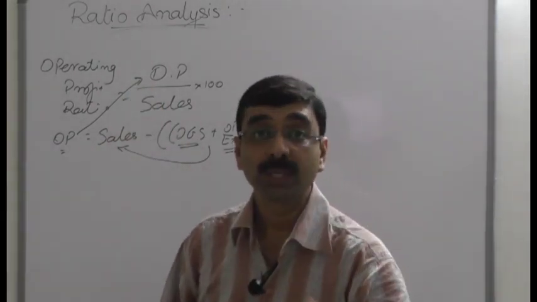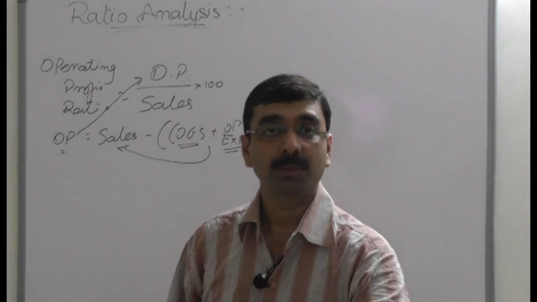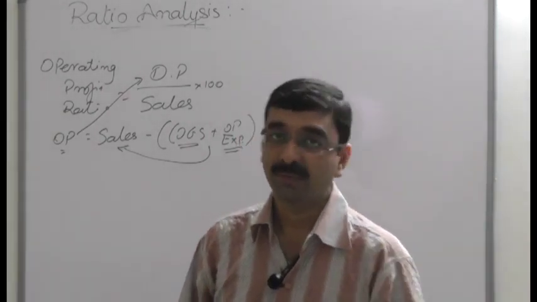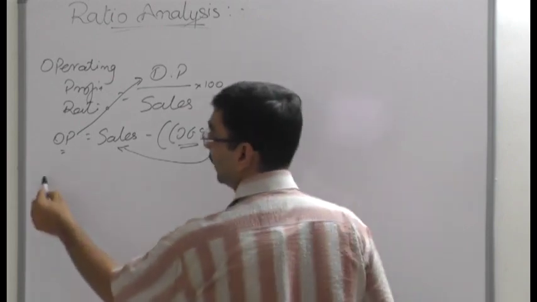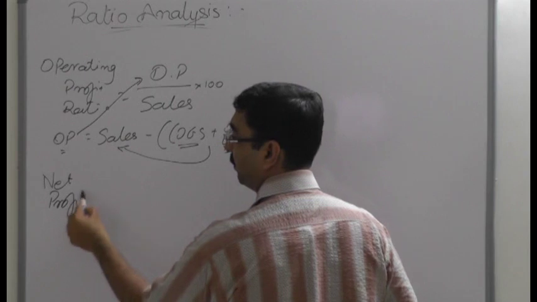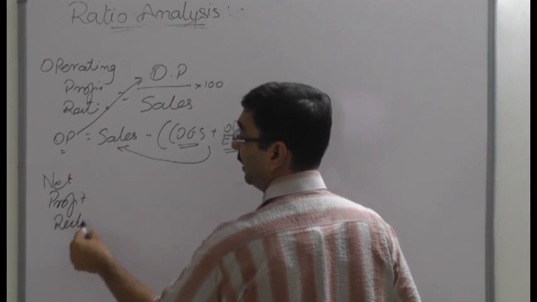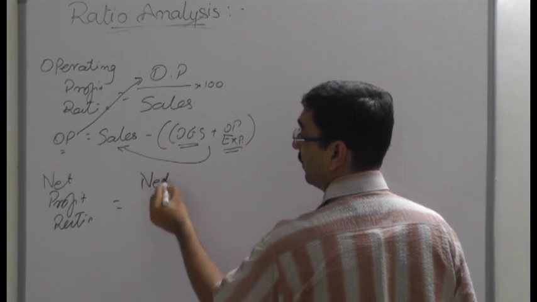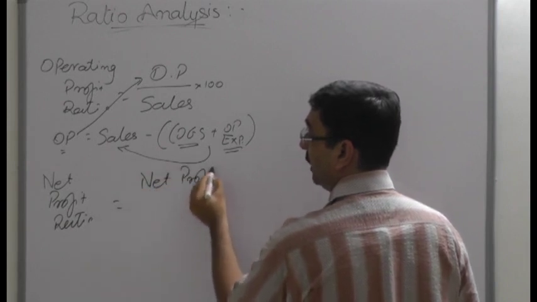Ultimately it shows the operating efficiency of the business, how much operating profit has been derived in comparison to sales. The next is net profit ratio. The net profit ratio is the comparison of net profit divided by sales. So it shows how much net profitability there is against the sales.